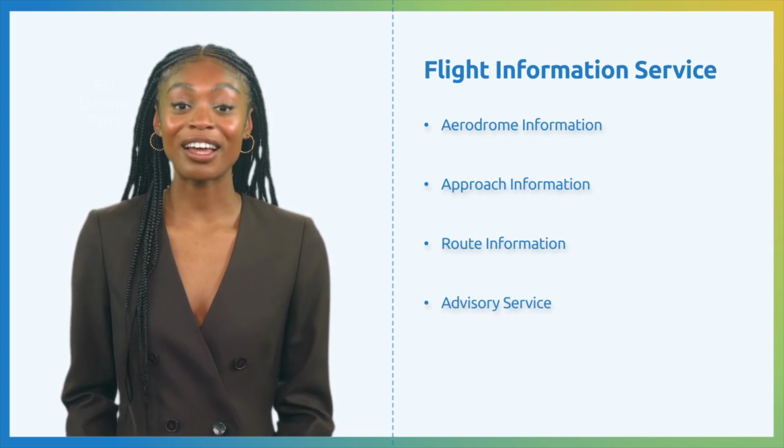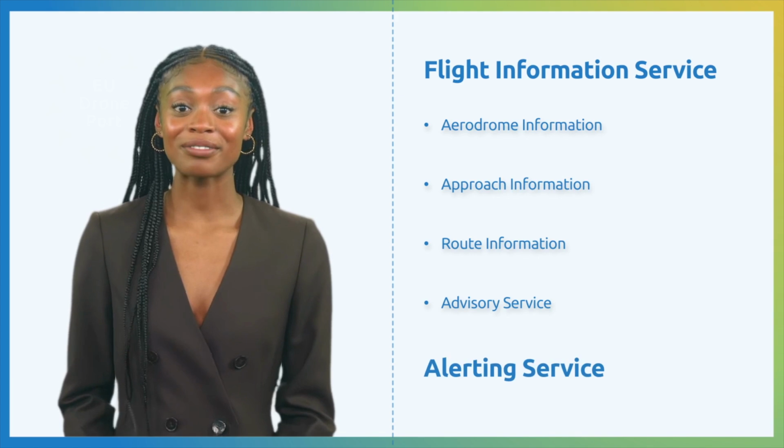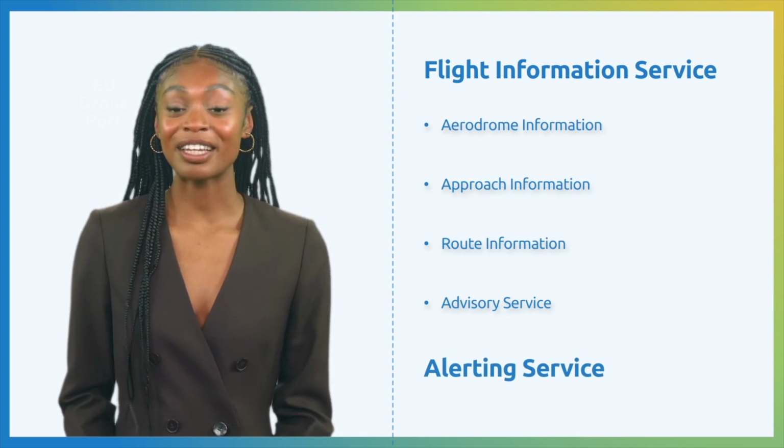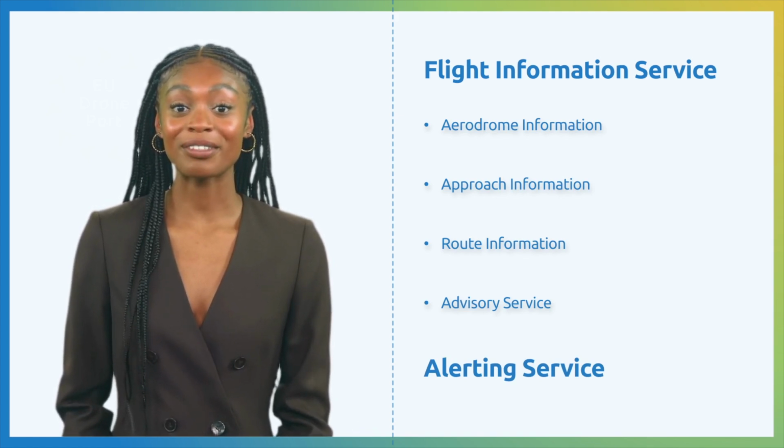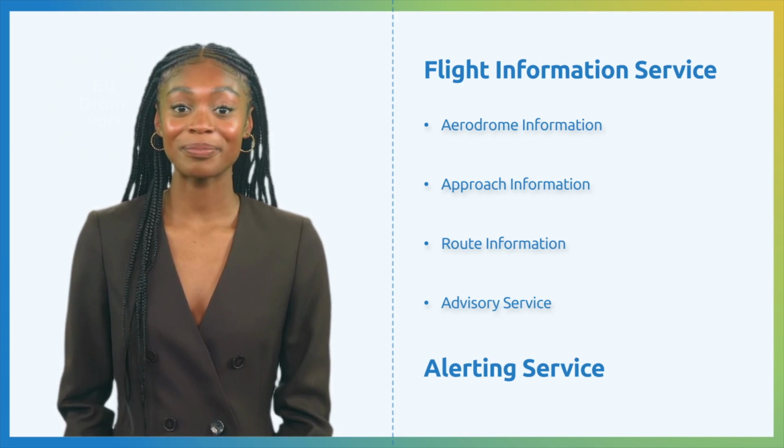The second air traffic service is alerting service. The alerting service is activated when an aircraft is involved in an incident. It notifies all relevant authorities of aircraft in need of search and rescue assistance.